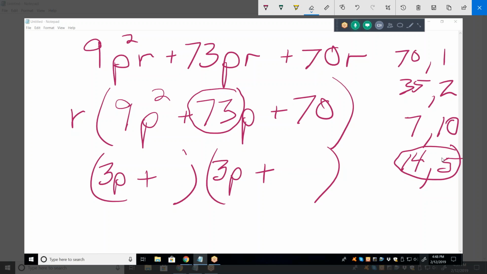So now I'm going to try 35 and 2. That gets me over 70. Gives me 105p in the middle plus 6 more on the outside. So 35 and 2 is not going to work. 70 and 1 is not going to work.